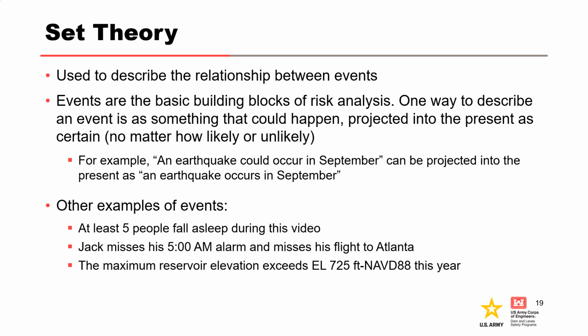For example, we can say an earthquake could occur in September, or we can project into the present and say an earthquake occurs in September. This is going to be very important when we start building event trees, because in an event tree, the events are conditional to or dependent on the occurrence of the prior events in the tree. We'll cover more on that later.